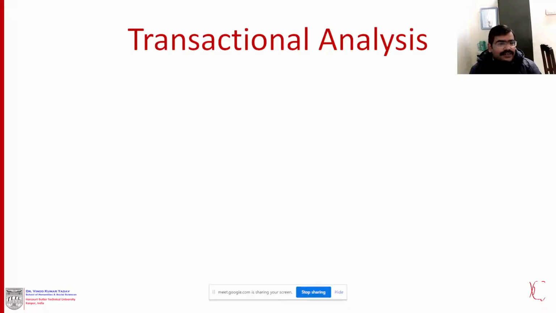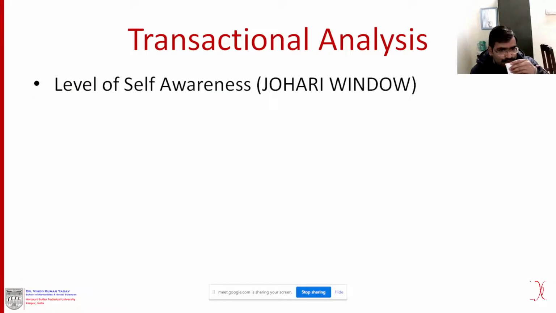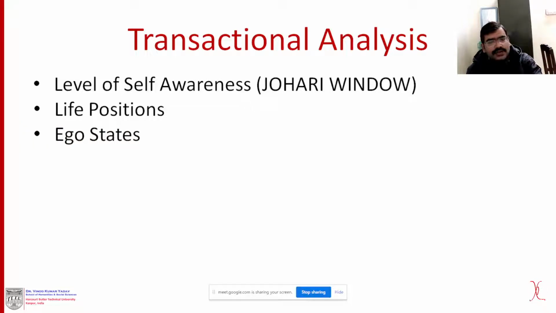Now, what are the different modules of transactional analysis? The very first module that we discuss is level of self-awareness. Sometimes it is also called the Johari window. This helps you to understand your own awareness level, your own potential, your own hidden skills, as well as how your self-awareness level impacts interaction. We discuss the life positions. Life positions tell you what your mental state of mind is at present. The ego states. The ego states talk about the within mental state.